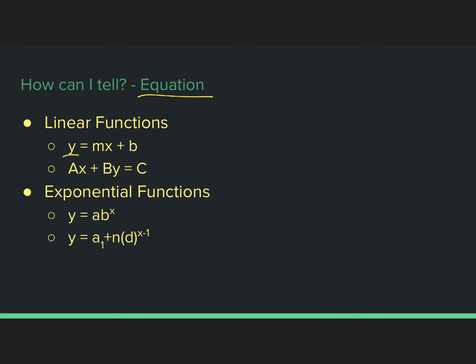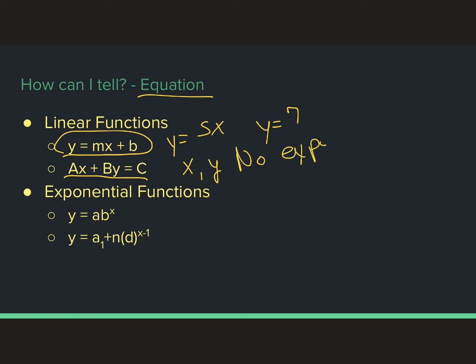Okay, so now, what if I'm talking about an equation? Anything in the format y equals mx plus b. So if I have y equals 5x, if I have y equals 7, anything in ax plus by equals c. Basically, if we have an x and we have a y, and there's no exponents, it is linear. Those are linear functions.